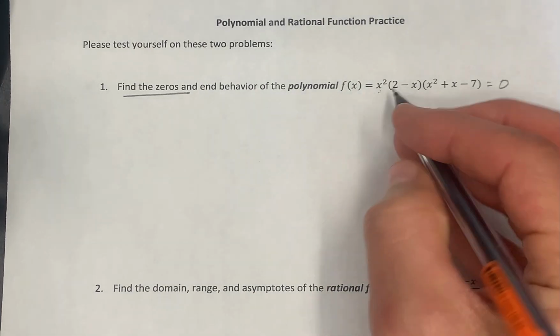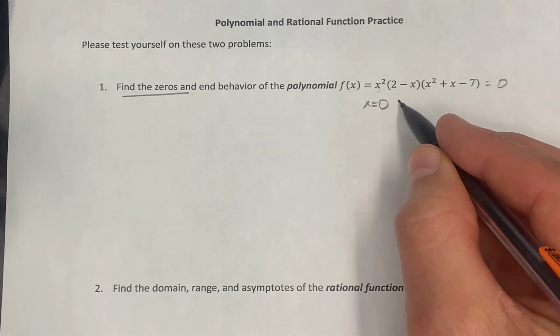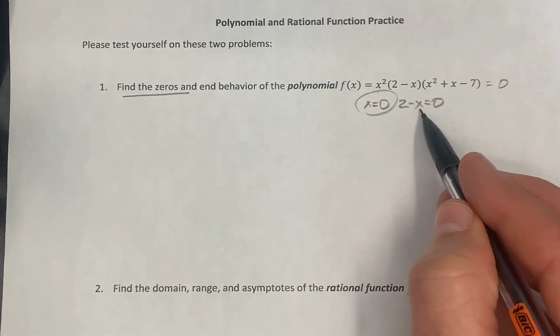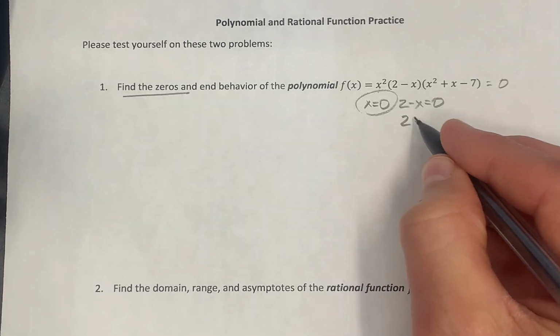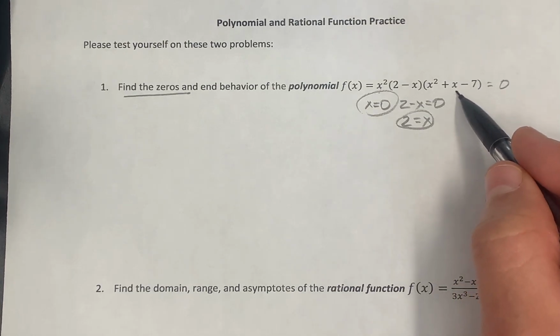That means x squared is equal to 0. That means x equals 0. Or 2 minus x equals 0. So that's a solution. Here, let's add x to both sides. That means x equals 2. That's a solution.